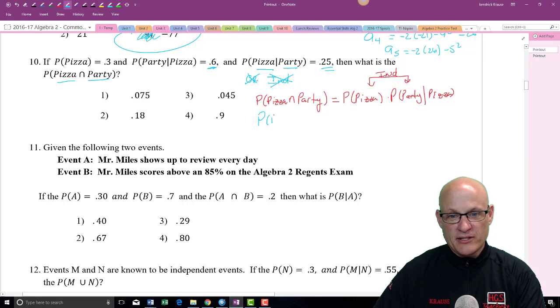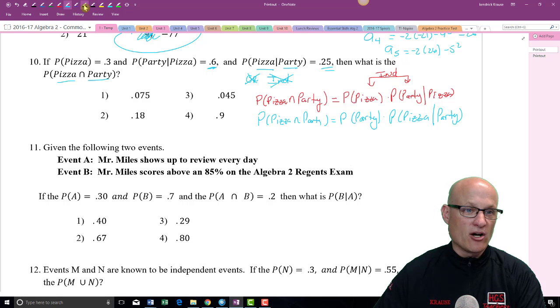Or the probability of pizza and party is equal to the probability of party times the probability of pizza. Again, that's the independent formula. Keep going, given party.